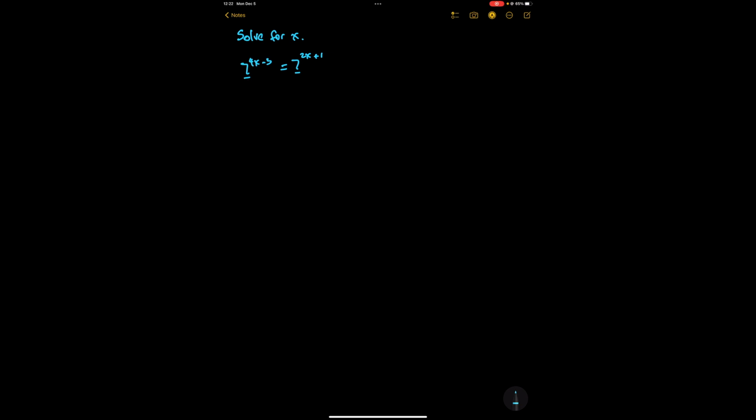So in this case, all we have to do is equalize the exponents. So that would basically be 4x minus 3 equals 2x plus 1. You see, because they got the same base, 7, then we don't need to worry about the base. As long as the bases are equal, then we can work with the exponent solely. What would that be now?